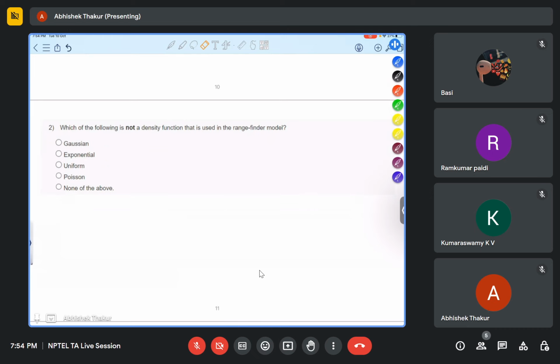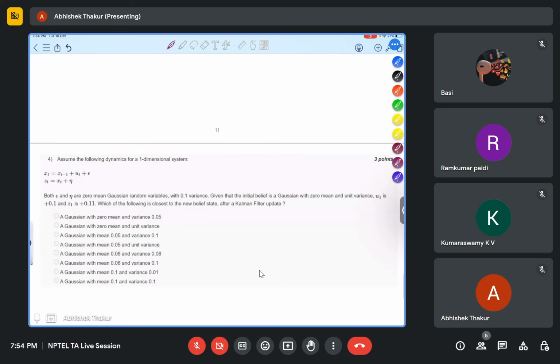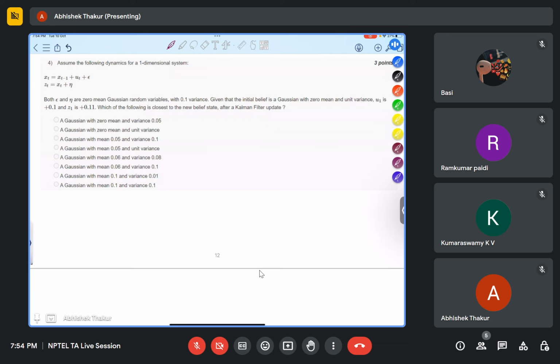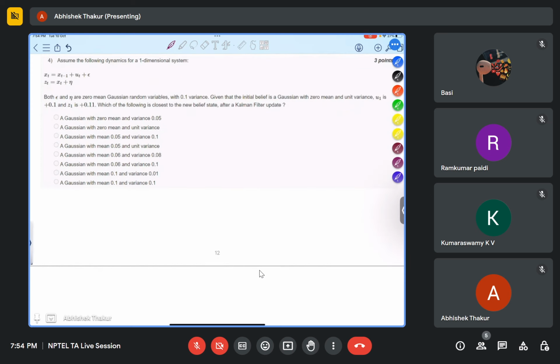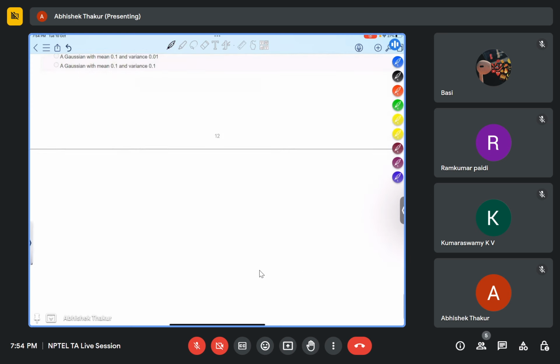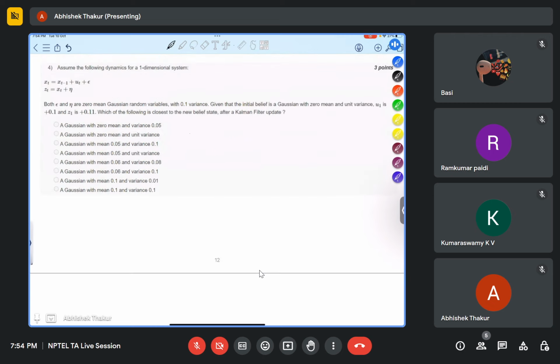So we have already seen this question. This is having the answer as Poisson. We'll solve one question on the Kalman filter in today's lecture, because the Kalman filter is one of the important things. So we'll see the formula, like the Kalman filter algorithm. This question is from last week. So first we will see the Kalman filter algorithm. Here only we'll write.